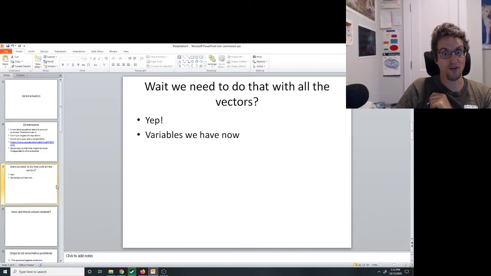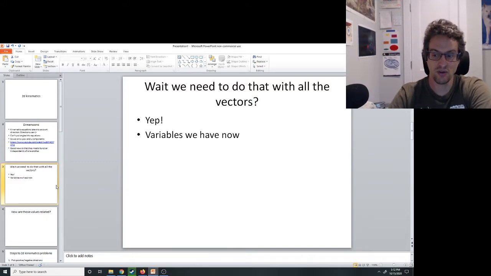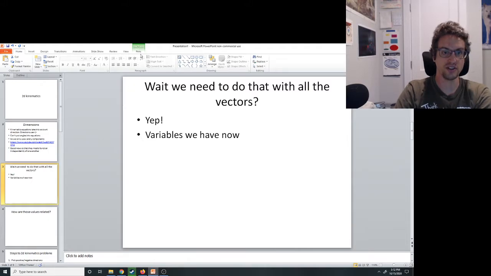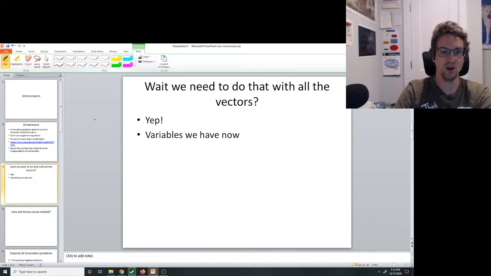So, what's the issue? We need to do this with all of our vectors. Okay, so variables. We actually aren't really adding any new equations this unit. It's all the same kinematics ones you already got. Here's the deal. We've got a lot more variables. For displacement, we've got r. We've got x. We've got y. And we've got theta r.